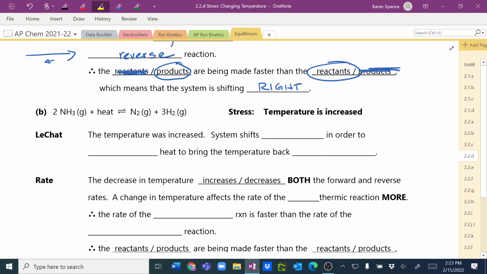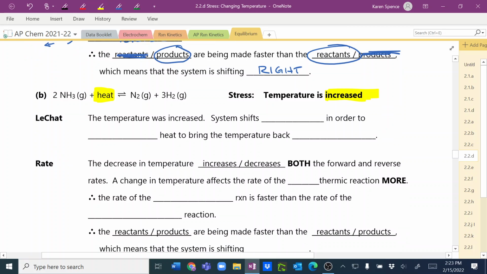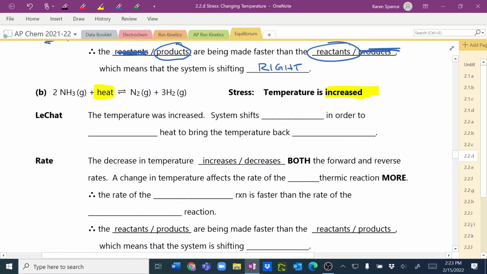Okay, we now have our heat term on the reactant side, and we are increasing our temperature. So in terms of Le Chatelier, we would say we increase the temperature, therefore the system shifts right in order to absorb heat to bring the temperature back down.